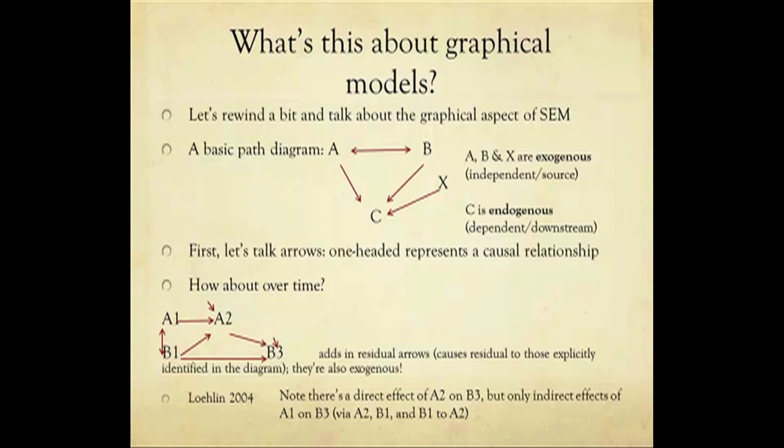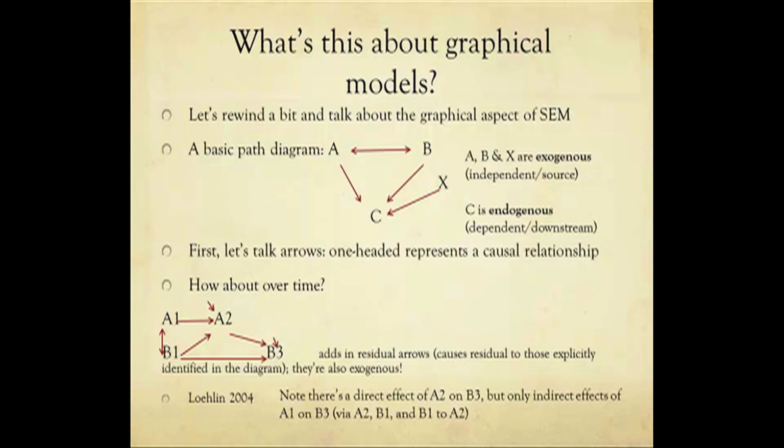Now let's talk a little bit about those arrows. You see a couple of different types of arrows here. We've got a double-headed arrow right here. This means that this is an association rather than a predictive path. The other ones are single-headed arrows, so A, B, and X lead directly to C.